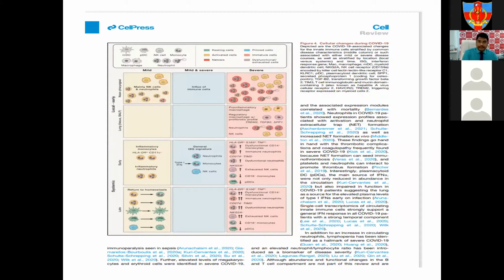As I said, the innate arm, cells like neutrophils, dendritic cells, and macrophages, all contribute a significant amount to this cytokine storm. This is what happens in different phases of COVID infection, from mild to moderate to severe, and different cells were put into the milieu where they develop all these molecules that contribute to the pathophysiology of COVID infection.